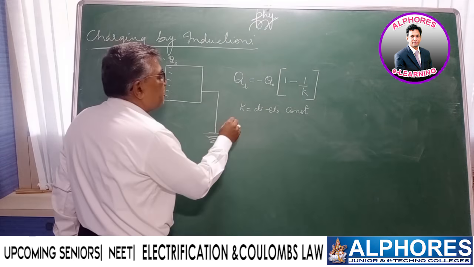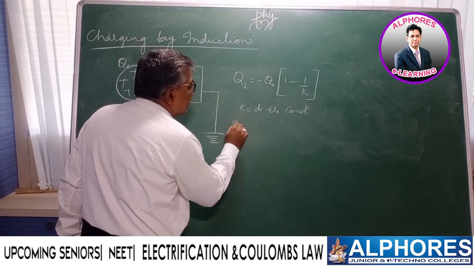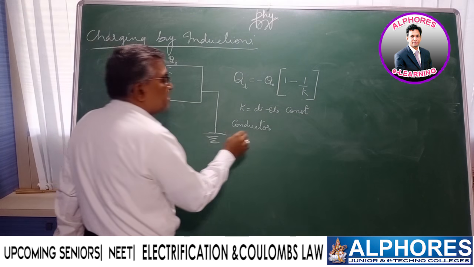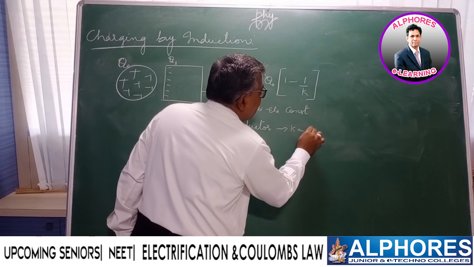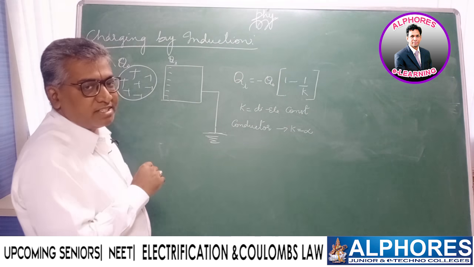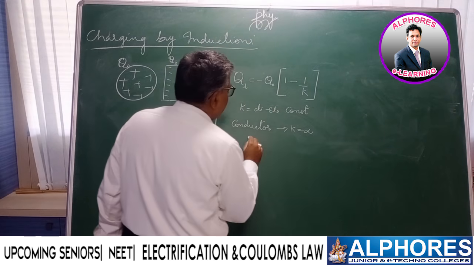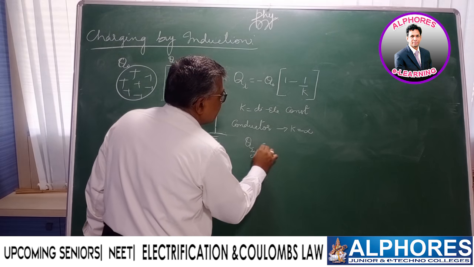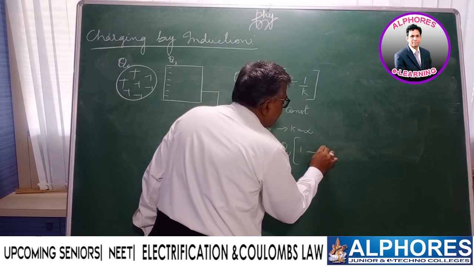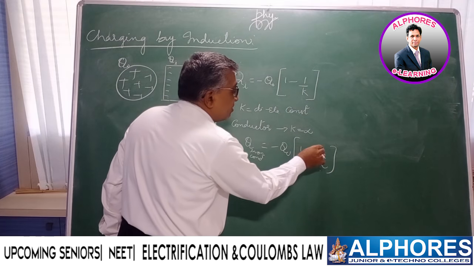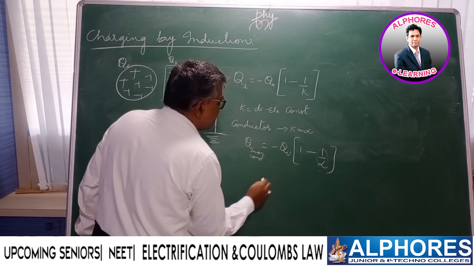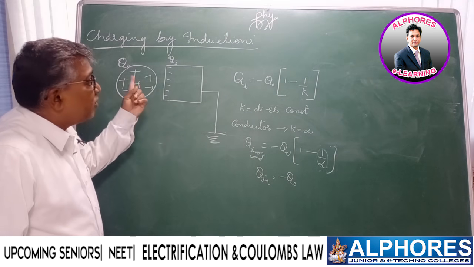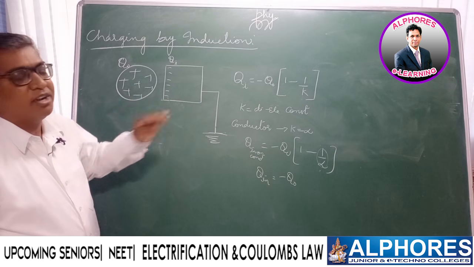Let's say if this is a conductor, the body on which I am producing charge, for a conductor K is infinity. The dielectric constant is infinity. So substituting this, charge induced on a conductor is minus Q naught bracket 1 minus 1 by infinity. We know 1 by infinity is 0. So Q induced is minus Q naught. So an equal amount of charge is induced on the body but opposite in nature.